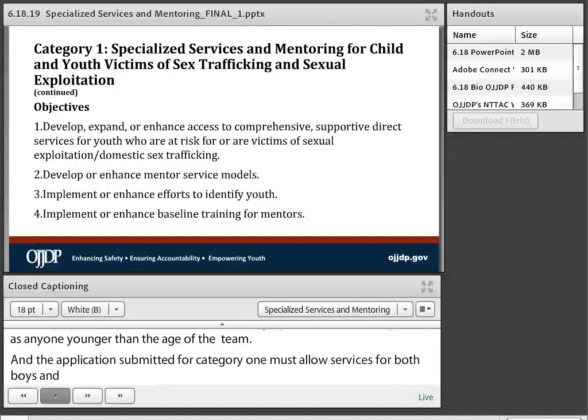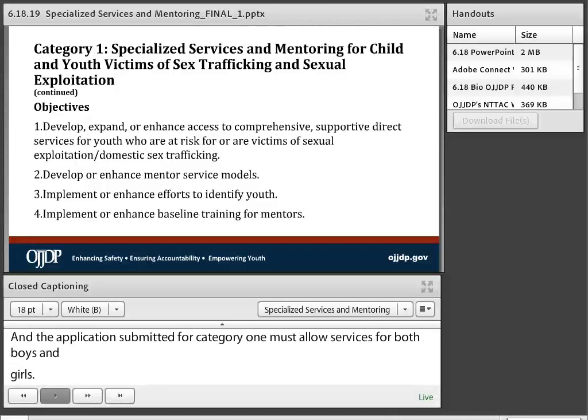The specific objectives of category 1 are to develop, expand, or enhance access to comprehensive, supportive, direct services for youth who are at risk for or are victims of sexual exploitation or domestic sex trafficking, including but not limited to intensive case management, court advocacy, appropriate housing and shelter, safety planning, mental health treatment, medical care, dental care, substance abuse treatment, acquiring identification or benefit.